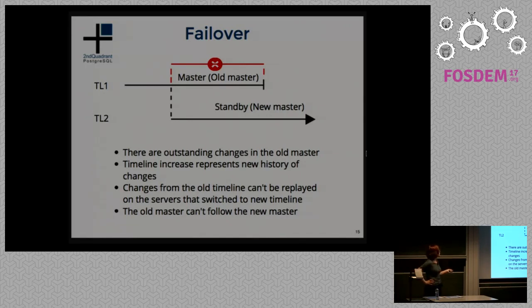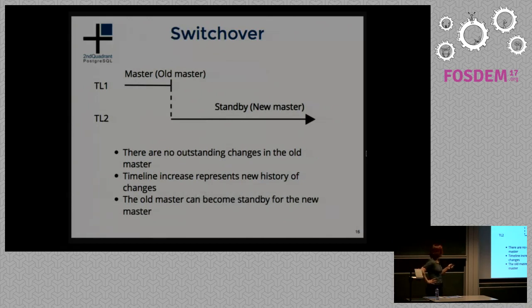Because there are outstanding changes in the WAL, and this timeline change is showing that there is something messy. I mean, there is a failure. So it can't be replayed. But in case of switchover, as you remember, here is the case where we don't have the control. But in switchover, we have the control. So there are no outstanding changes. Basically, we stop this, and then we promote the new standby. But like I say, there is a new timeline issued here. And easily, the old master can become a standby to follow the new master, like a usual promotion without any loss.